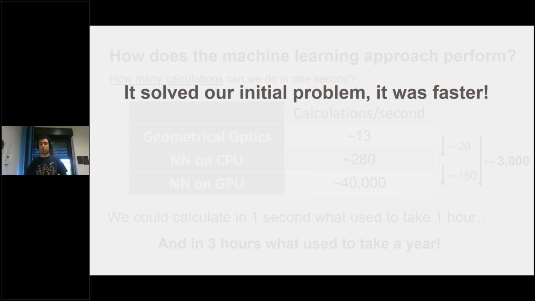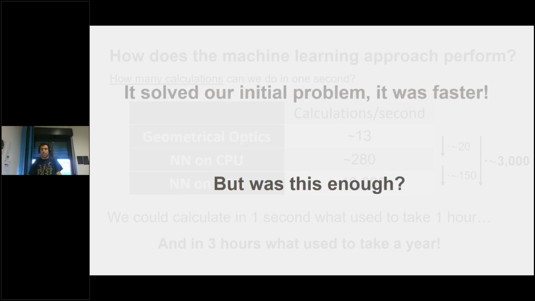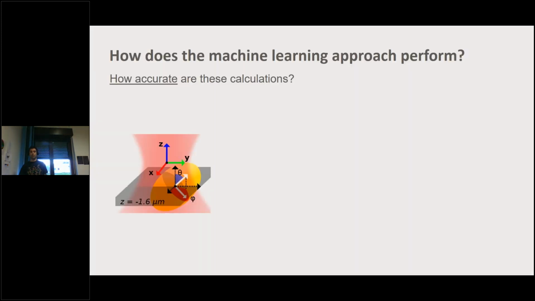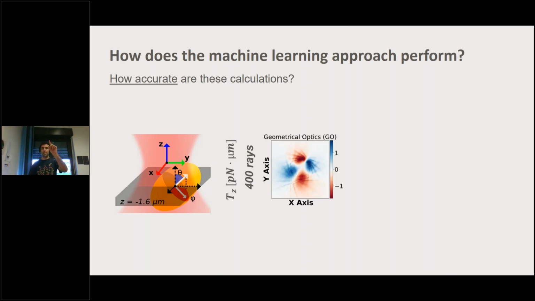Our neural network was faster. But of course, this is not enough. We want it to be fast, but we need it to be accurate. So how accurate are these calculations? Well, let's see. For example, this is the geometrical optics calculation of the torque in Z at a given position in the 3D space for a given particle with a given refractive index.